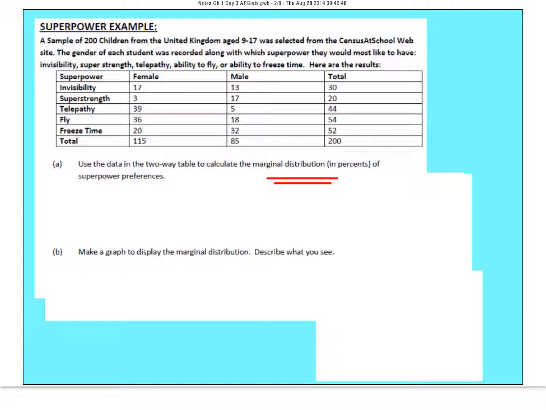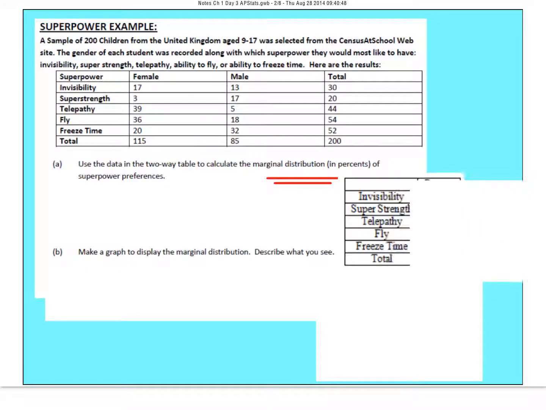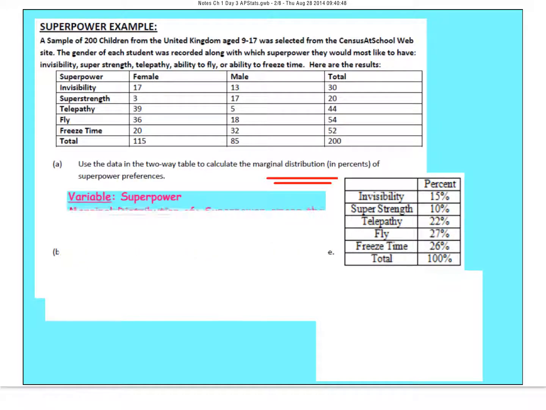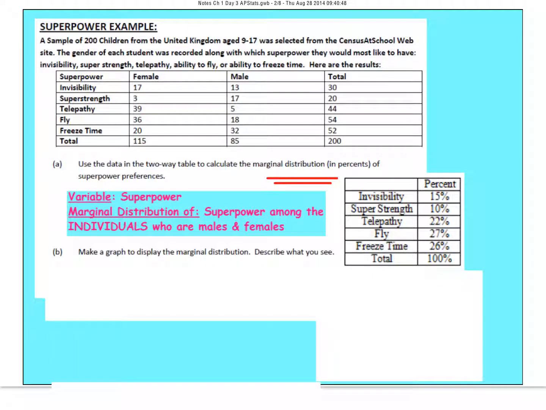Part A: use the data in the table to calculate the marginal distribution in percents of the superpower preference. What we need to do is take the actual counts and change them to percentages. We do have the total; again, there were 200 students. If you make the marginal distribution of percents, it would look something like this, and that would meet the requirement. Now let's also talk about the variable of interest being analyzed. The variable of interest is the actual superpower, so that is good to make note of. The marginal distribution we just created is therefore the superpower among the individuals who are females and males.